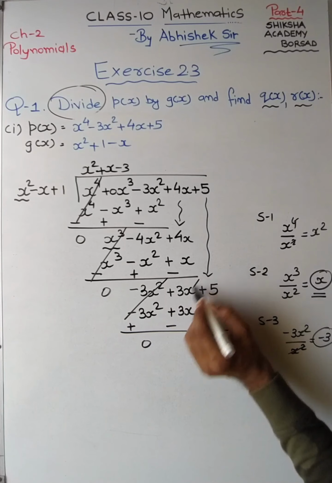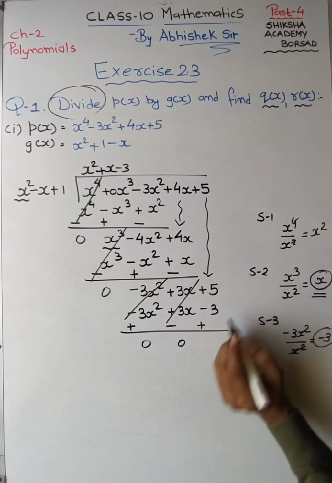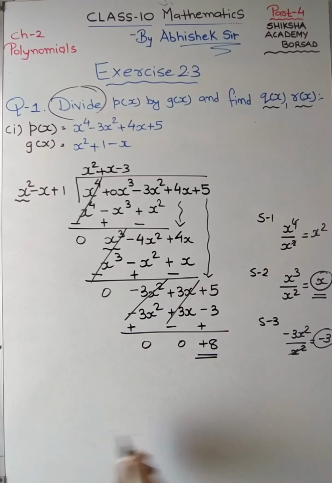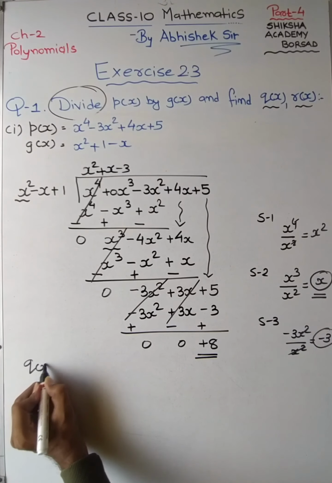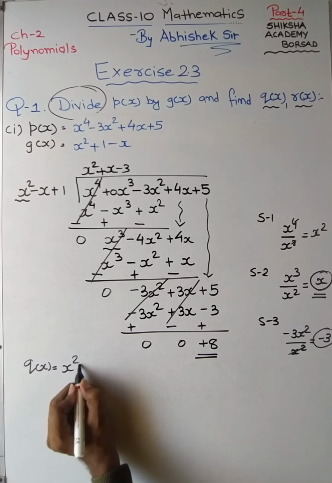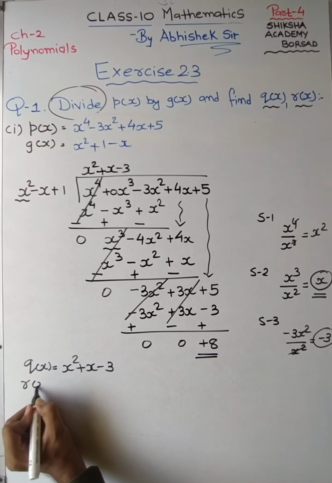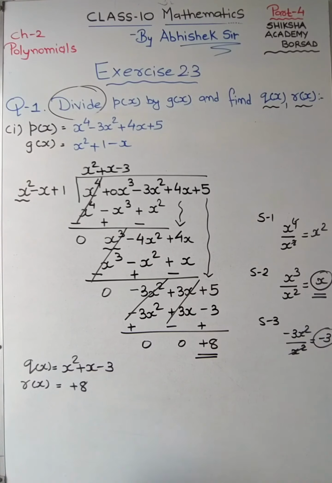Plus 3x minus 3x is also cancel. Plus 5 plus 3 is plus 8. Now we cannot go forward. So finalizing our answer, quotient is x square plus x minus 3. Remainder is plus 8. So that is the solution of the second question.